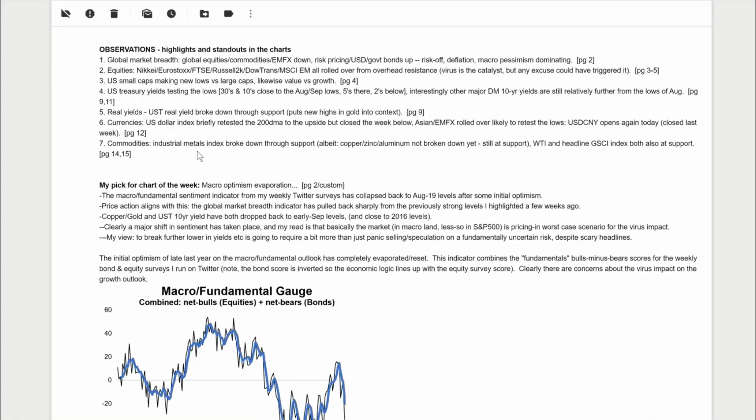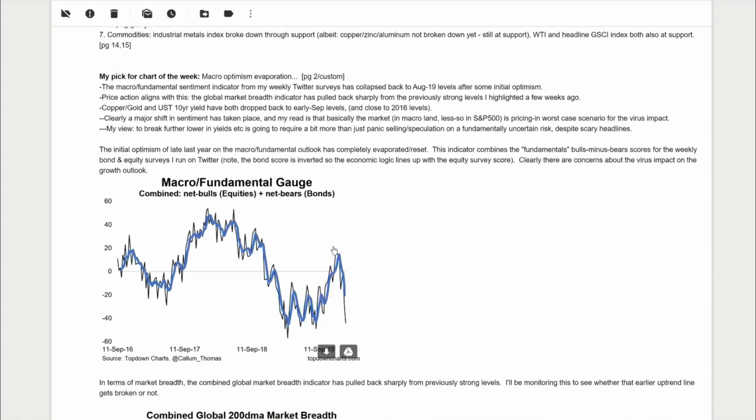So industrial metals broke down through support, but copper, zinc, aluminum haven't broken down yet, still at support. And I'll expand on that in a minute because it touches on the chart or theme of the week. And similarly, crude oil and the headline commodity index are also both at support.